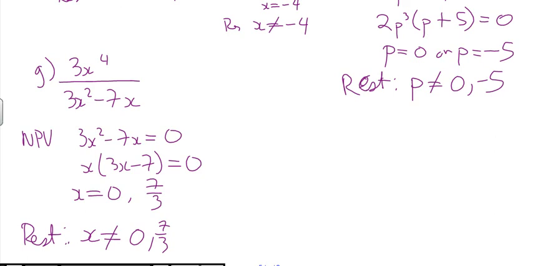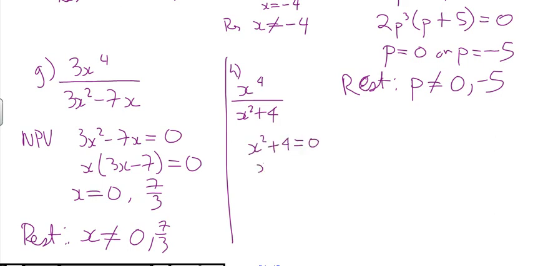Two more. X to the 4th over x squared plus 4. Non-permissible value. Can x squared plus 4 ever be equal to 0? Yeah. Okay, which is another way of saying, can x squared be equal to negative 4? Can you square a number and get a negative? No. Okay, so you just say no restriction.